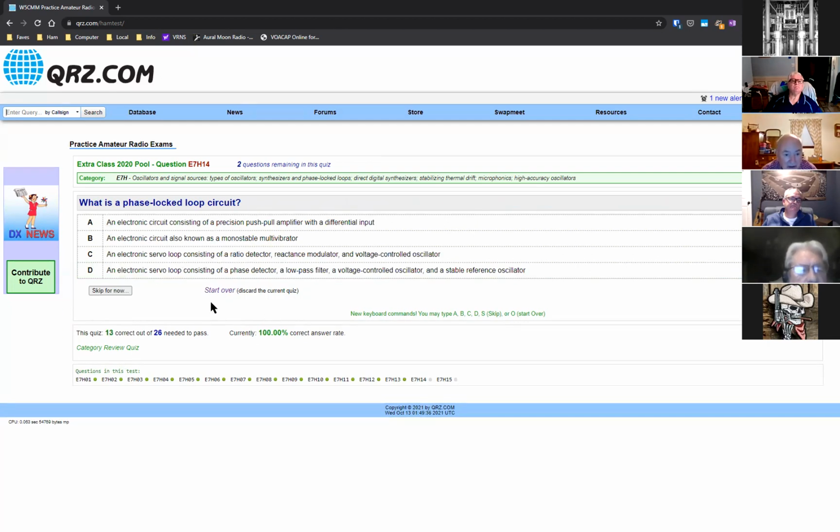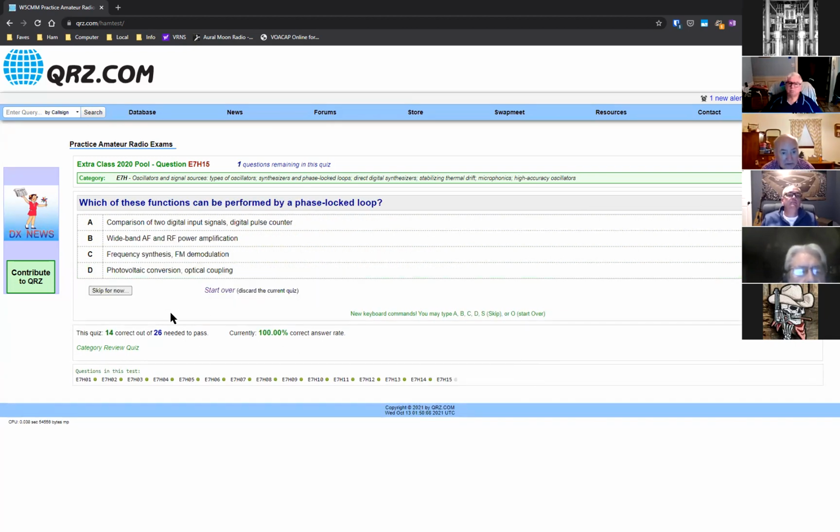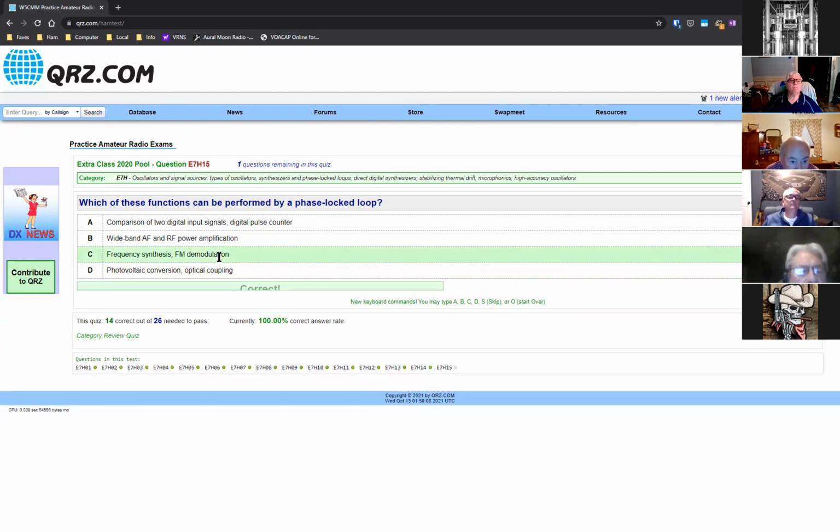What is a phase lock loop circuit? Okay, well, we know it doesn't have a push-pull, and it's not a monostable multivibrator. I think it's going to be D. Yeah, I think it's going to be D. Which of these functions can be performed by a phase lock loop? It's going to be C. Yeah, C.